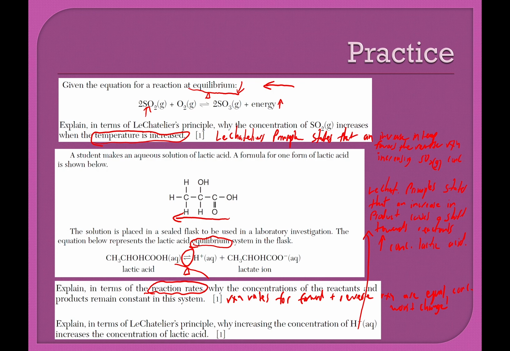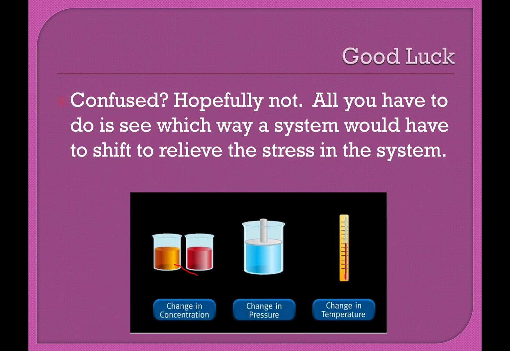Now these are questions that came from recent past Regents exams, and you can see with each of these that you have to explain in terms of Le Chatelier's principle. And chances are you'll see something similar on your exam this year. Hopefully you're not confused. All we got to do is see which way a system would have to shift in order to relieve a stress brought onto it at equilibrium. And those stresses can come in the form of a change in concentration, pressure, and temperature.